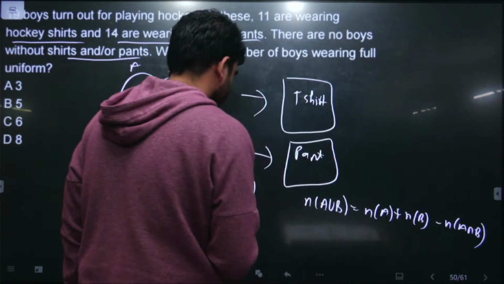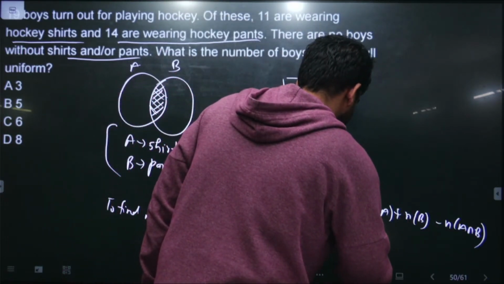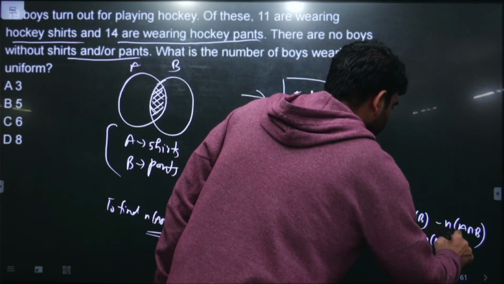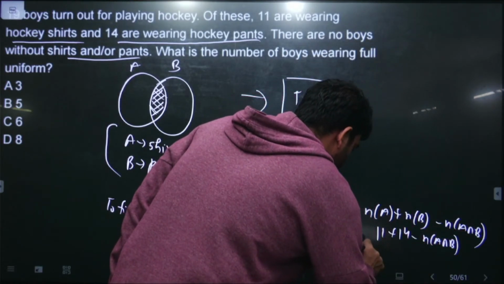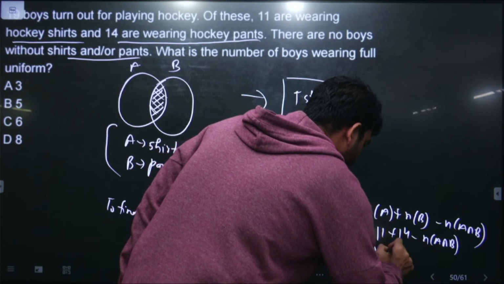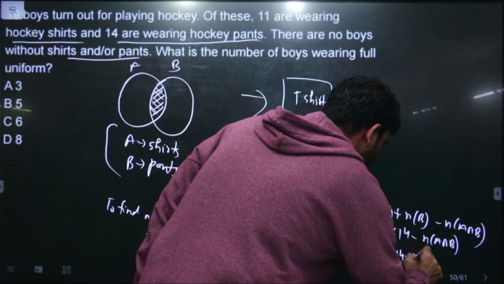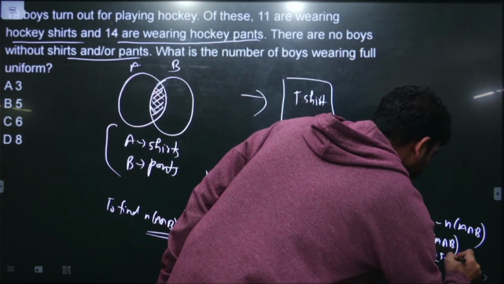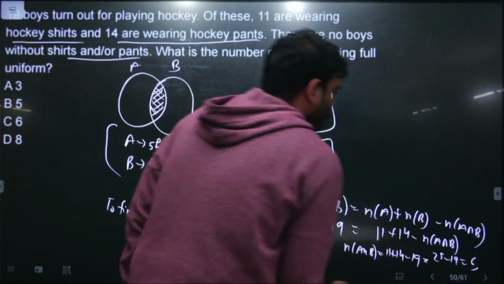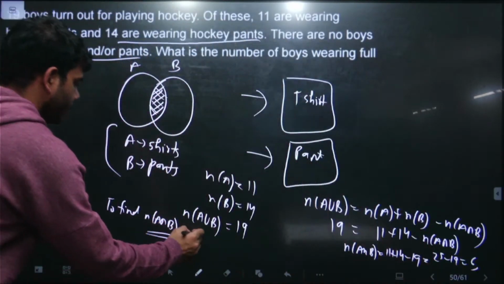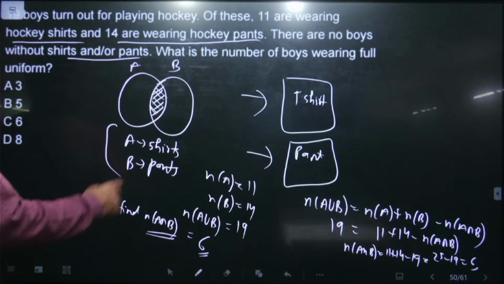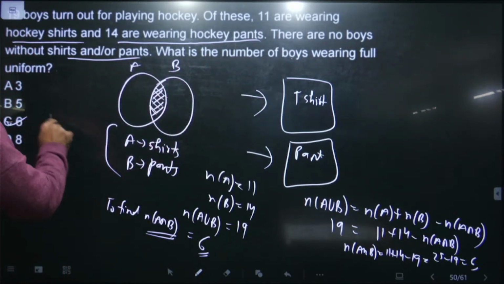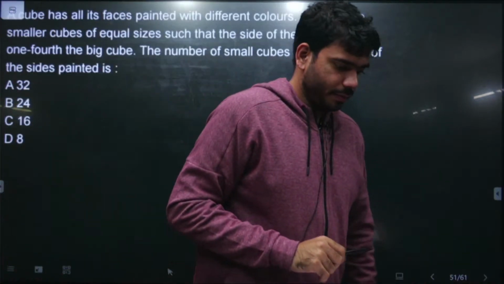Using this basic formula, this is 19, and A is 11, and B is 14, and we need to find this intersection. So this intersection is equal to 11 plus 14 minus 19. So this is 25 minus 19, 6. So intersection is coming out to be 6. So there are 6 people who are wearing both hockey pant and hockey shirts, that is full uniform. So answer here is C, 6, right?